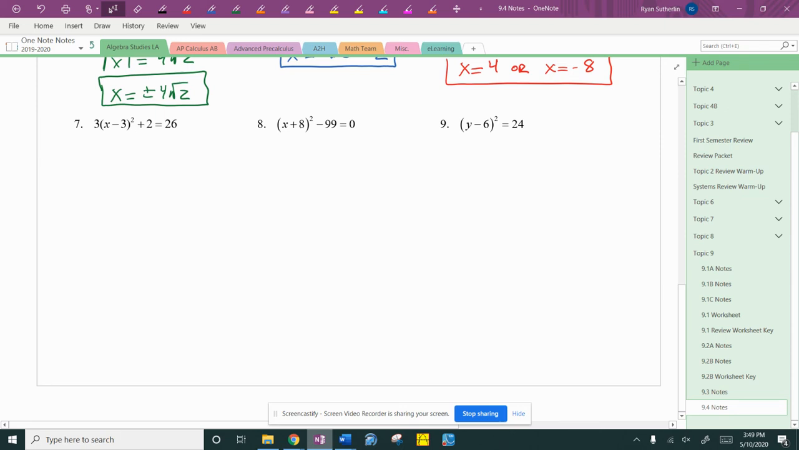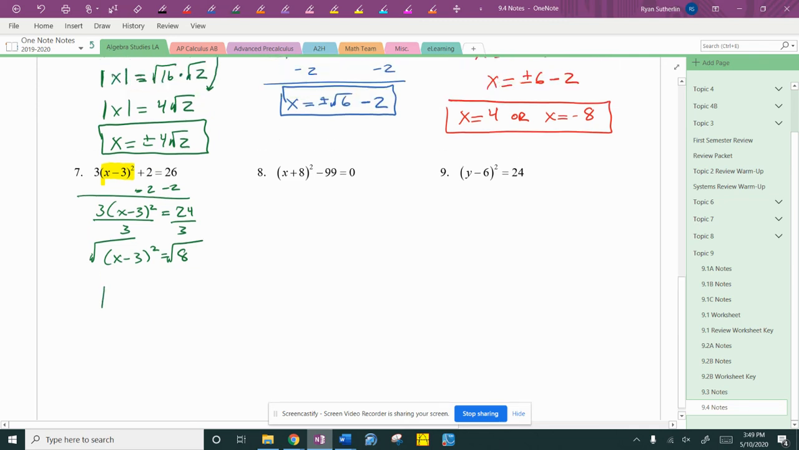So for problem 7, here's my thing that is squared. So I'm going to get this by itself. I'm going to subtract 2 from both sides. So I have 3 times (x minus 3) squared equals 24. Now I'm going to divide both sides by 3. I have (x minus 3) squared equals 8. So now I can take the square root of both sides of my equation.